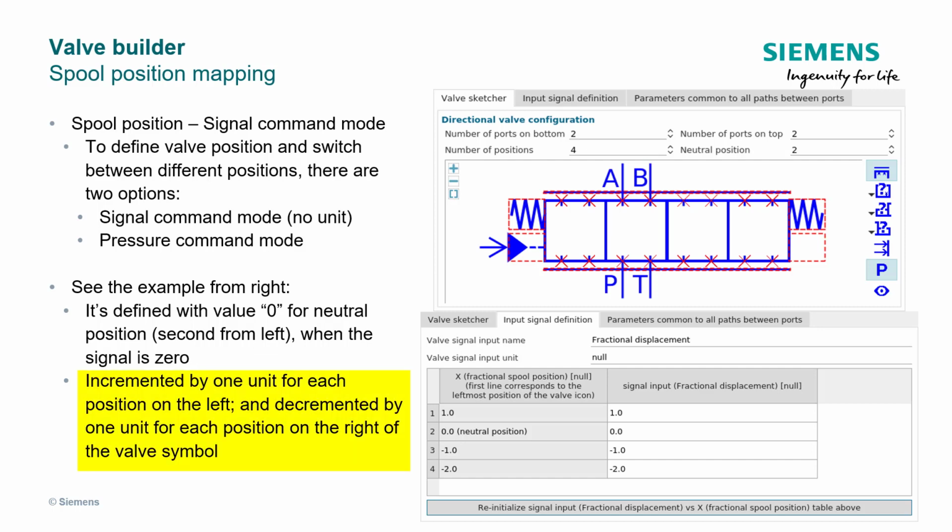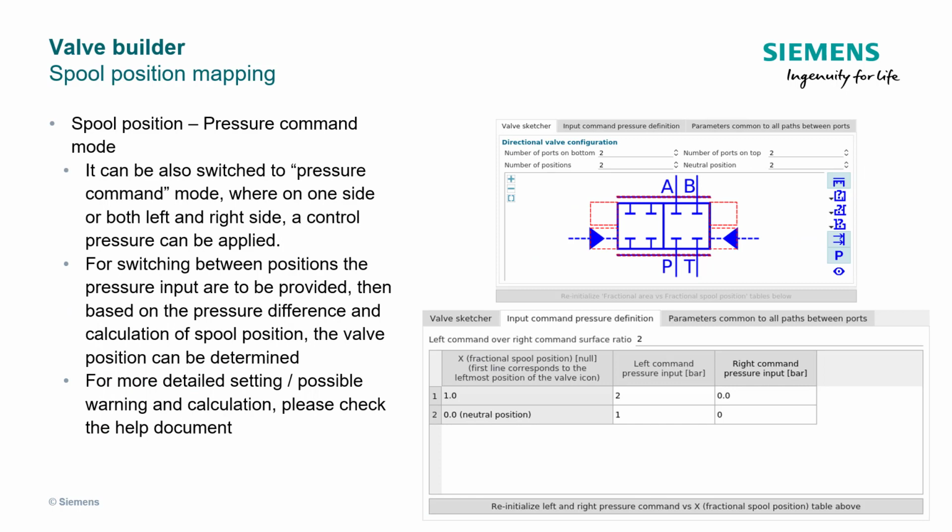direction. Then in pressure command mode, a control or pilot pressure needs to be applied either on one side or on both sides to switch the spool position. The valve spool position will be changed based on the calculation of pressure difference. Also, there could be a return spring equipped with the valve, so don't forget to consider the spring forces when you calculate the pressure difference. For more detailed information, please check the help document.